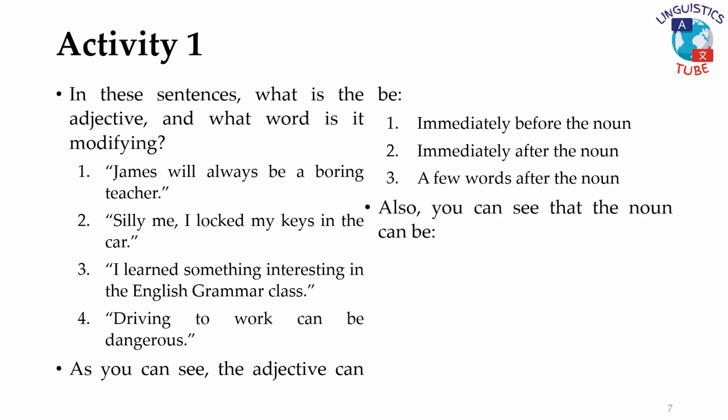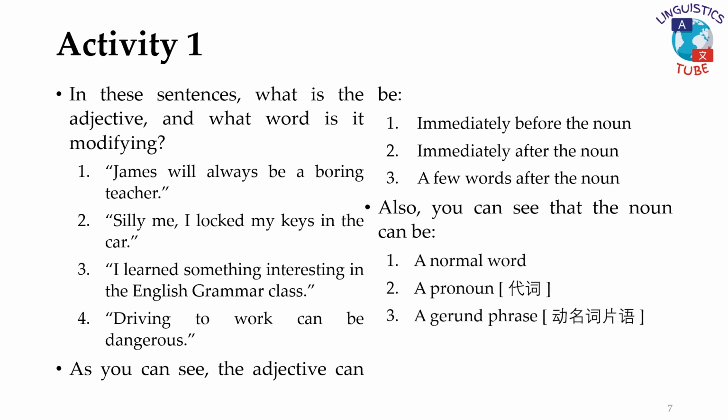Regarding the second interesting thing to notice, we already learned that an adjective modifies anything that does the job of a noun. From these 4 examples, you can see that the noun can be a normal word. In this case, teacher is what we call a common noun. In the second and third sentences, the noun is a type of pronoun. A pronoun is a word that is used instead of a noun. In the second sentence, me is used instead of the speaker's name, and in the third, something is used instead of the interesting information.